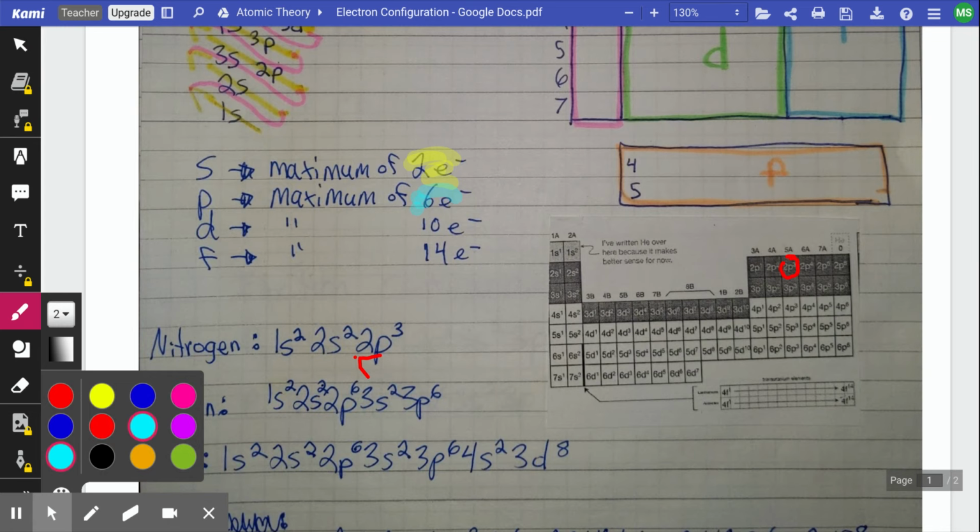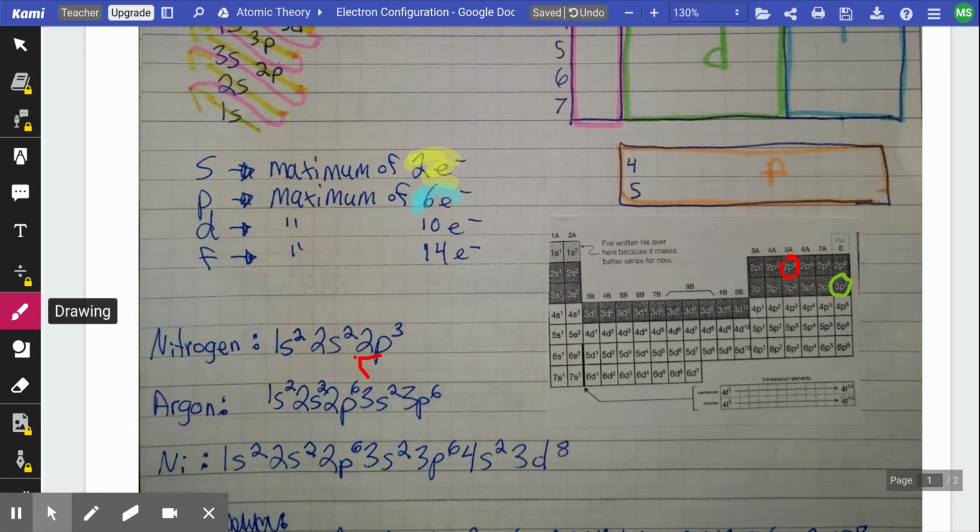Argon, if you look on your periodic table, has 18 electrons. So our argon is found right here. Okay. So I like to find it. The other thing I like to do is I can find it, and then I just start rhyming off all of the spaces I had to go through.